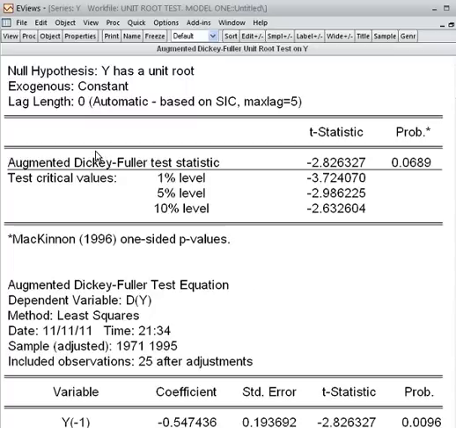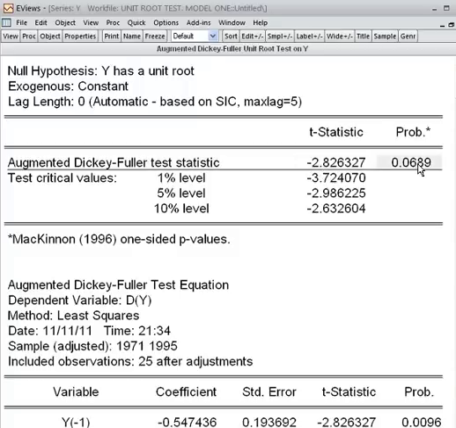Okay, the result has come up. So what is the result? What is the null hypothesis? Y has a unit root. That is the null. And the first one is just constant. What is constant? It has only intercept, so that is called constant. And this is the augmented Dickey-Fuller test statistic, and its p-value.